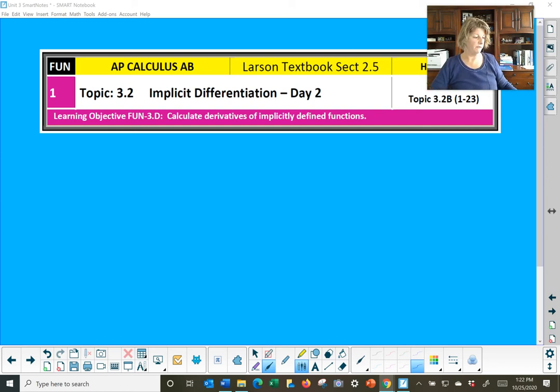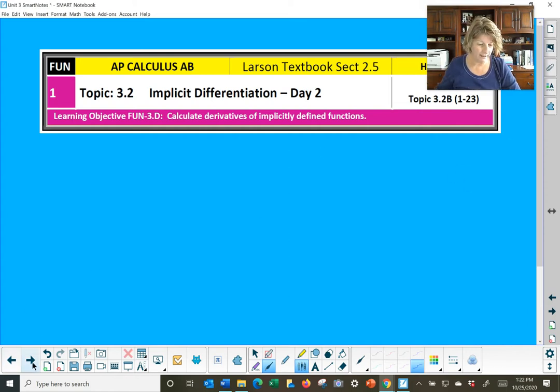3.2 implicit differentiation, day 2 on this one. So today we will get into still doing the implicit differentiation, but it will also be looking at a higher order derivative, getting a second derivative. And there's just a little bit of a trick to it compared to just doing a first derivative.